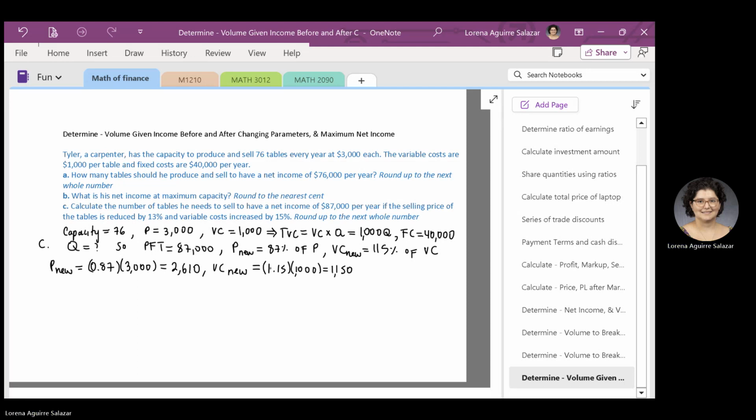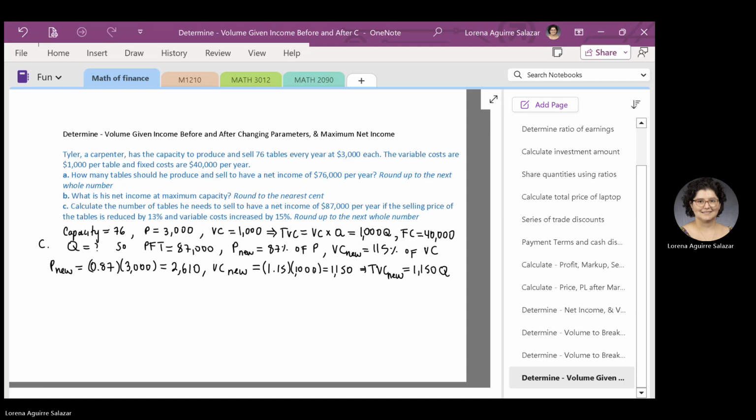So then the new total variable costs will be $1,150 multiplied by Q. The total variable costs are costs that vary directly with the number of units of items produced. We multiply variable costs by Q. We have variable costs of $1,150. So the new total variable costs will be 1,150 times Q.